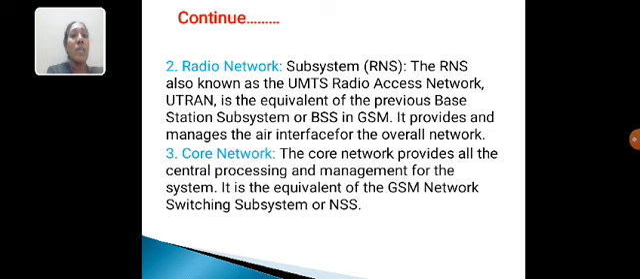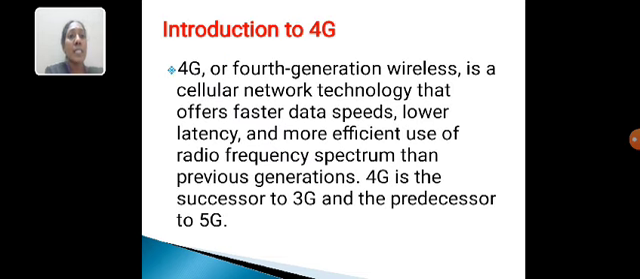Radio network subsystem. The RNS, also known as the UMTS Radio Access Network, UTRAN, is the equivalent of the previous base station subsystem, or BSS, in GSM. It provides and manages the air interface for the overall network. Core network. The core network provides all the central processing and management for the system. It is the equivalent of the GSM network switching subsystem, or NSS.